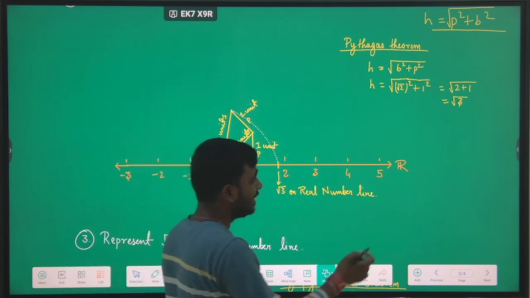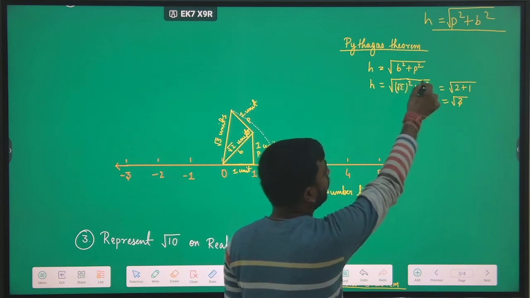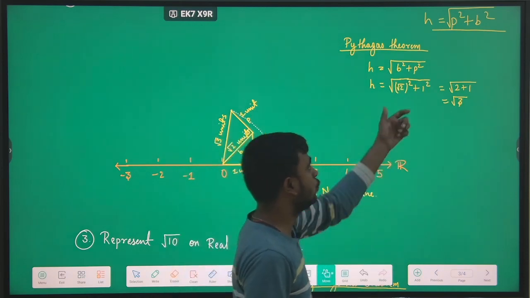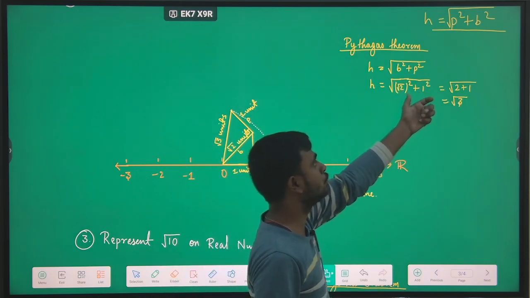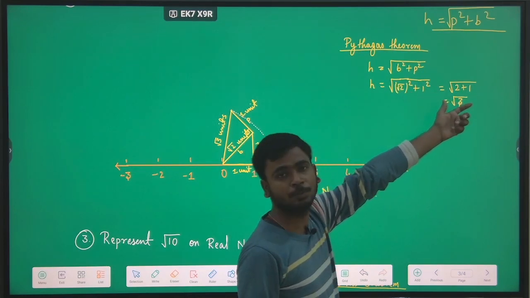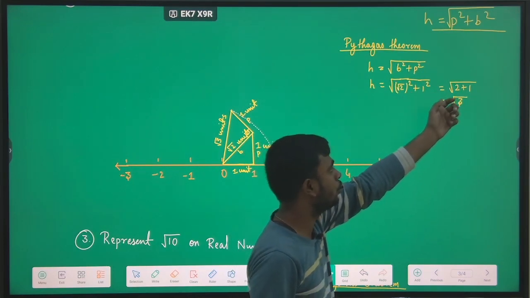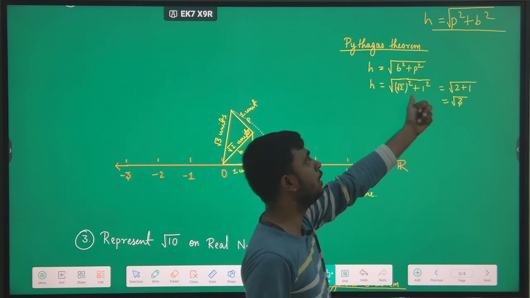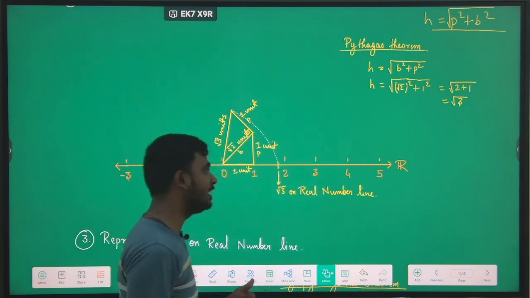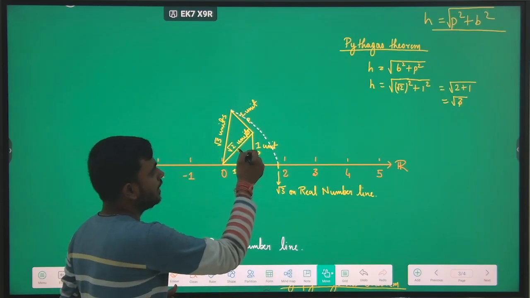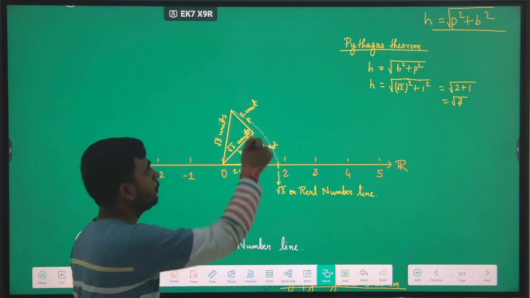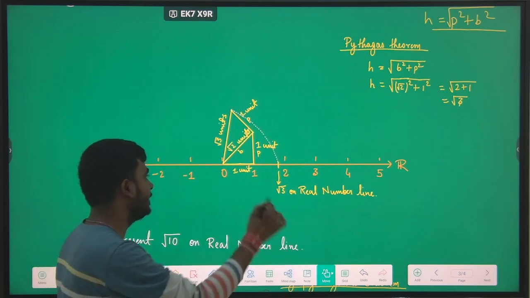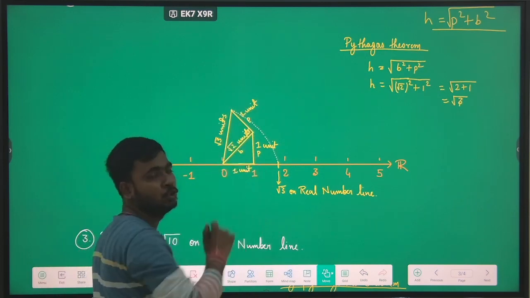Also, if we think of this, root over root 2 square plus 1 square is actually root 3. What are we getting? Root over root 2 whole square plus 1 square is actually root over 2 plus 1, that is root 3. So for root 3, what are we getting as B and P? We are getting B as root 2 and P as 1. So if we take our base as root 2 and our perpendicular as 1 unit, we will get this distance as root 3 unit.